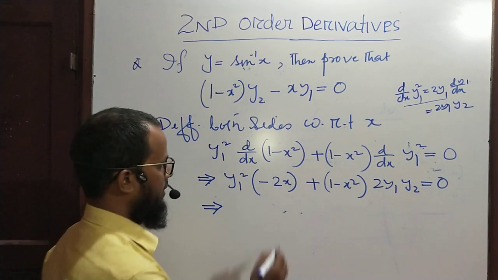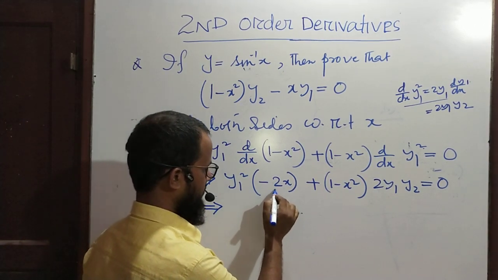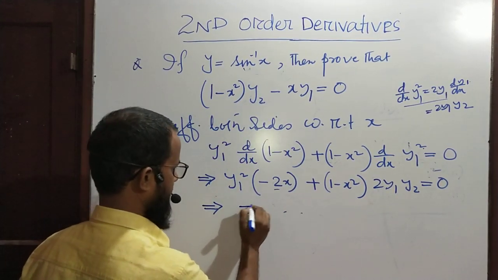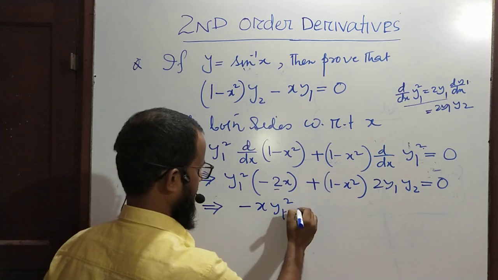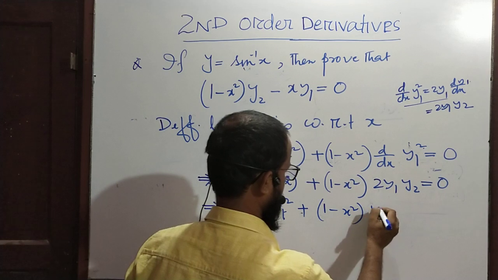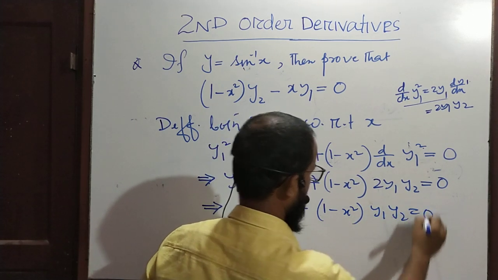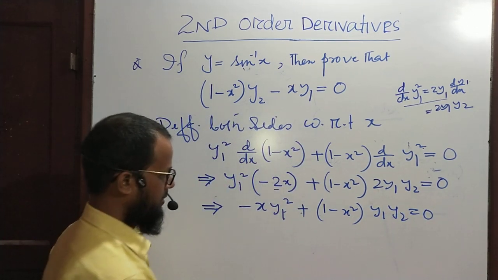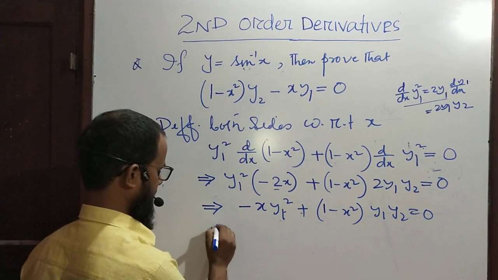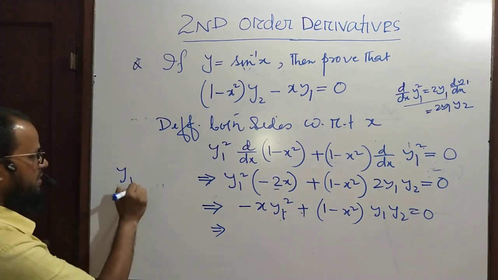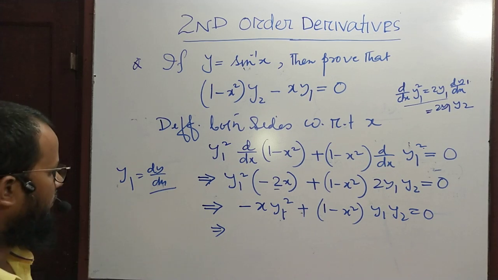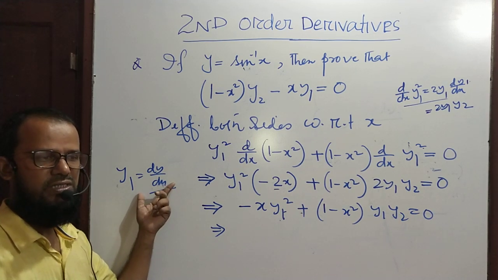Now, there are two things. You see, this 2 is multiplied here, here 2 is multiplied, it will be cancelled. Finally, your result becomes x y1 square plus 1 minus x square into y1 y2 is equal to 0. Again, you see y1 is common. If you take it common and y1 is cancelled, y1 is nothing but dy by dx, and dy by dx is the slope of a tangent, and slope of a tangent is tan theta.